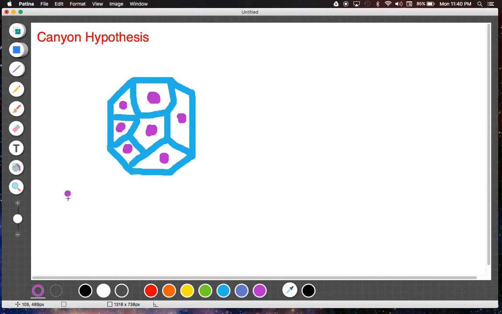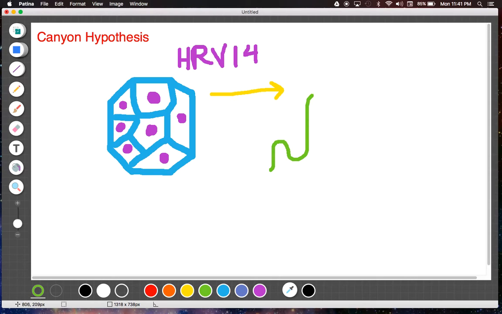So that's human rhinovirus 14. So a bit more of a close-up look. It looks kind of like this. You have the canyons. So here's a canyon, and here's one right next to it.